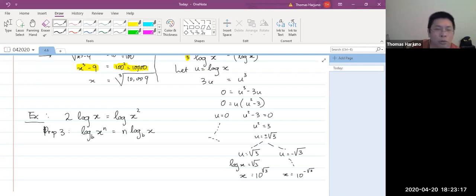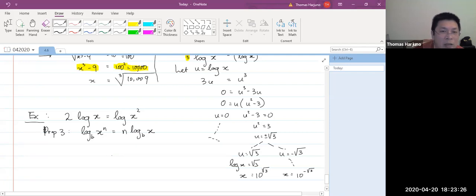Not really true, because right before this property number three, there's a requirement saying that the argument has to be positive. If you remember the statement, the full statement is actually as follows. Let me erase that first.